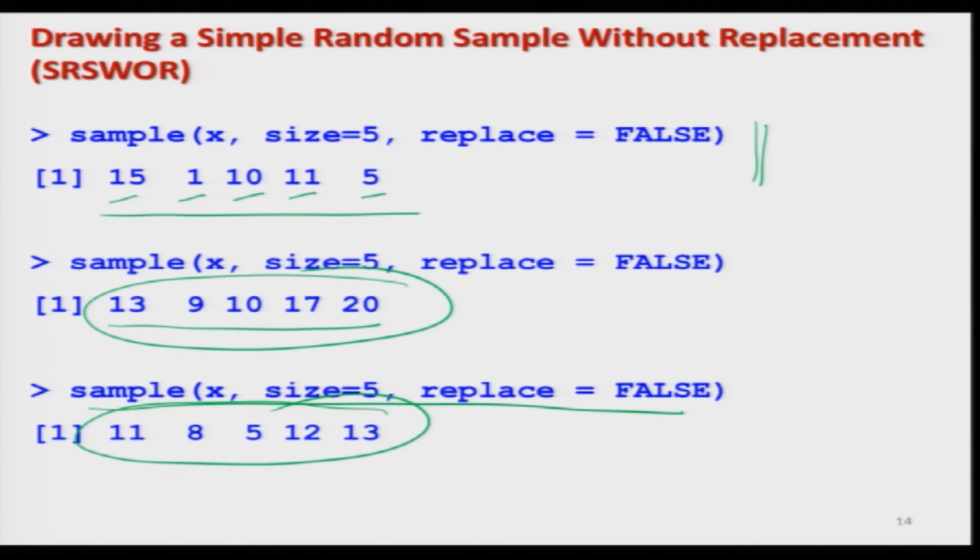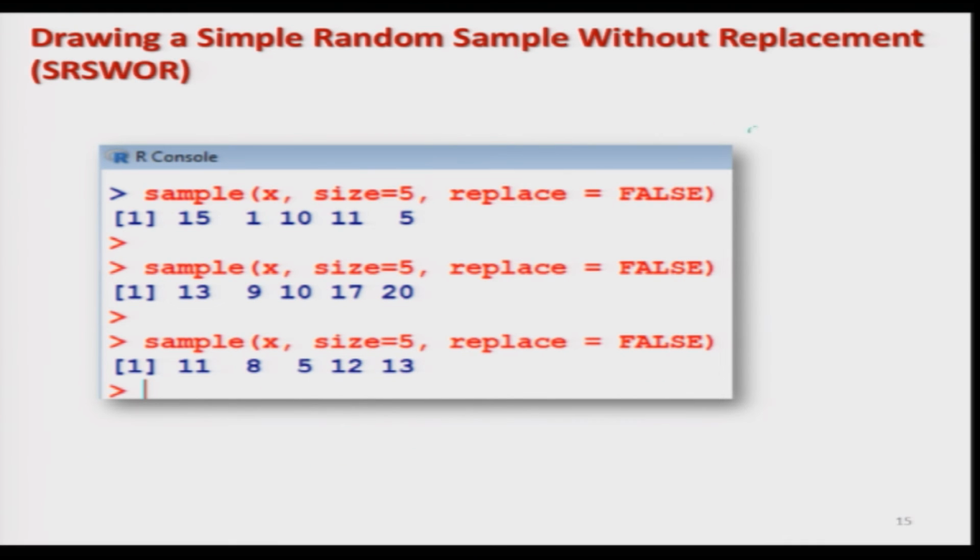But the advantage is that the probability of drawing any of these sampling units from this population of size 20 is the same, and it remains the same at every step, right. And this is the screenshot of the same operation.